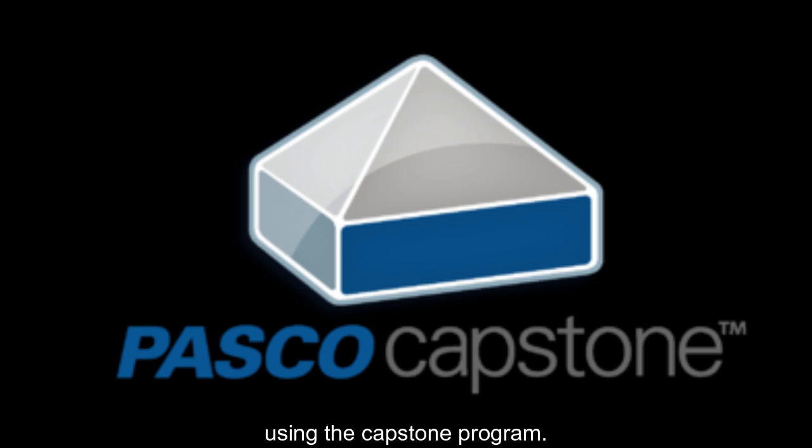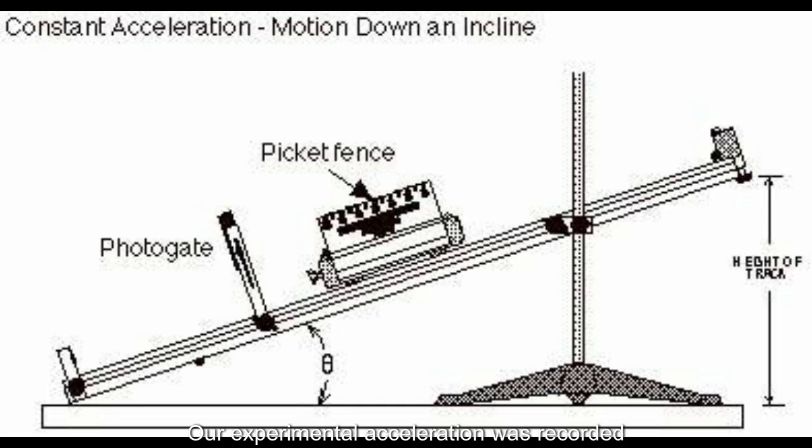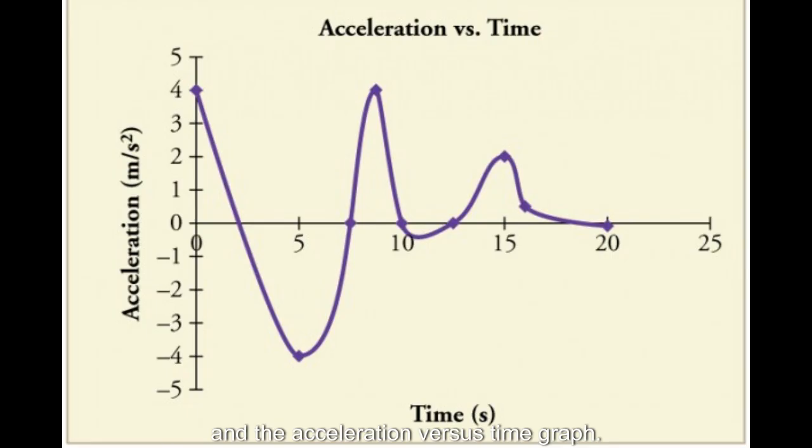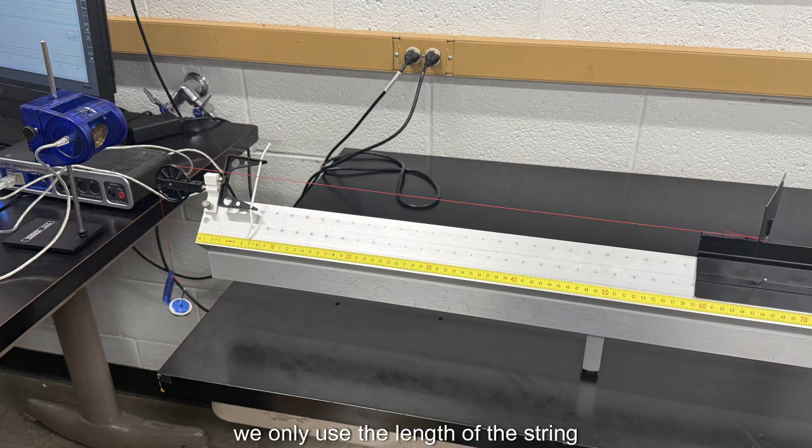Using the Capstone program, our experimental acceleration was recorded using a position versus time graph, velocity versus time graph, and an acceleration versus time graph. For this experiment, we did not use the whole length of the ruler. We only used the length of the string attached to the weight.